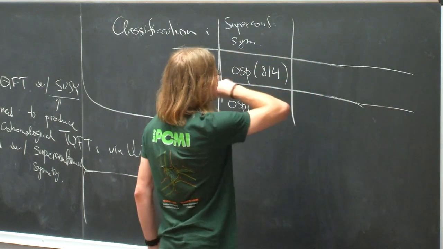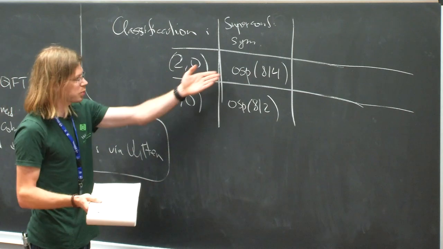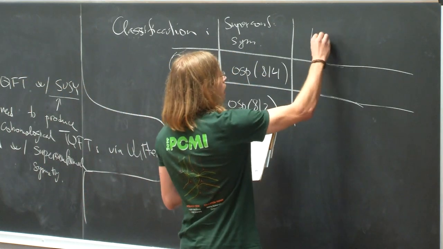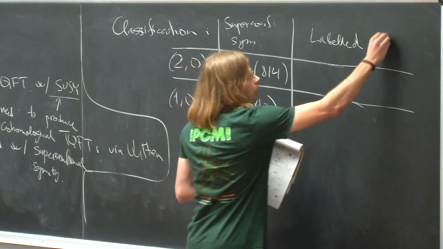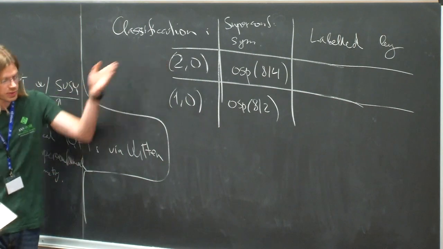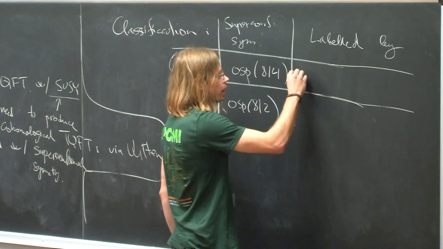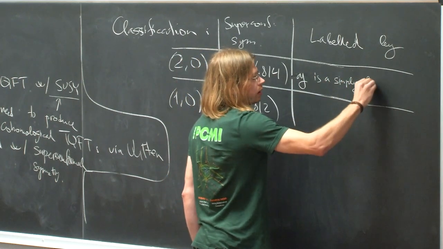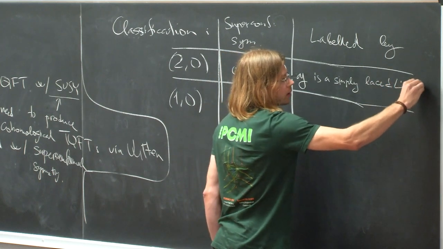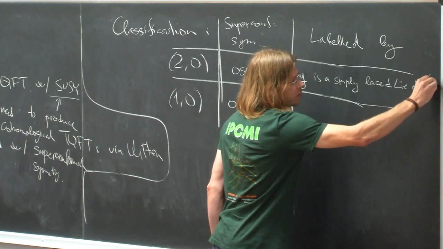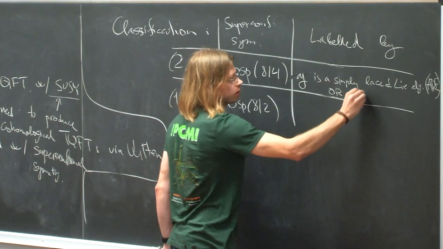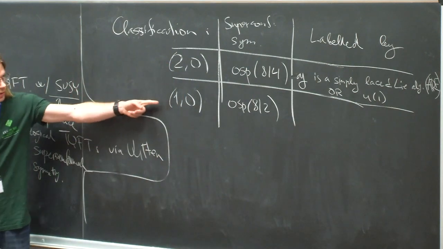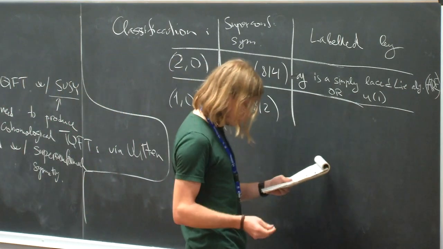What will be important for us is how we can label them. What is the classification? Suppose we fix a certain superconformal symmetry, either (2,0) or (1,0). Then the theories from the first class are labeled simply by G, a simply laced Lie algebra. Those are known to be classified by A, D, or E. The world of (1,0) superconformal theories is more rich.